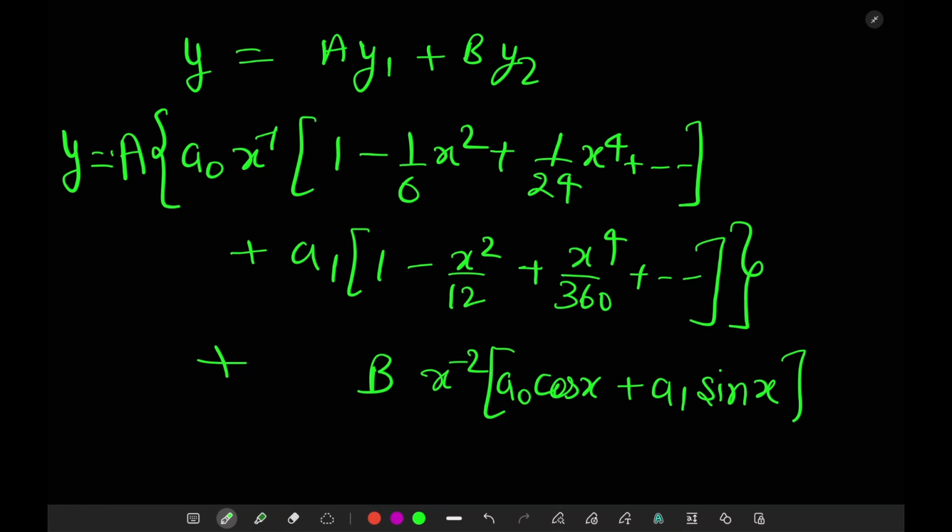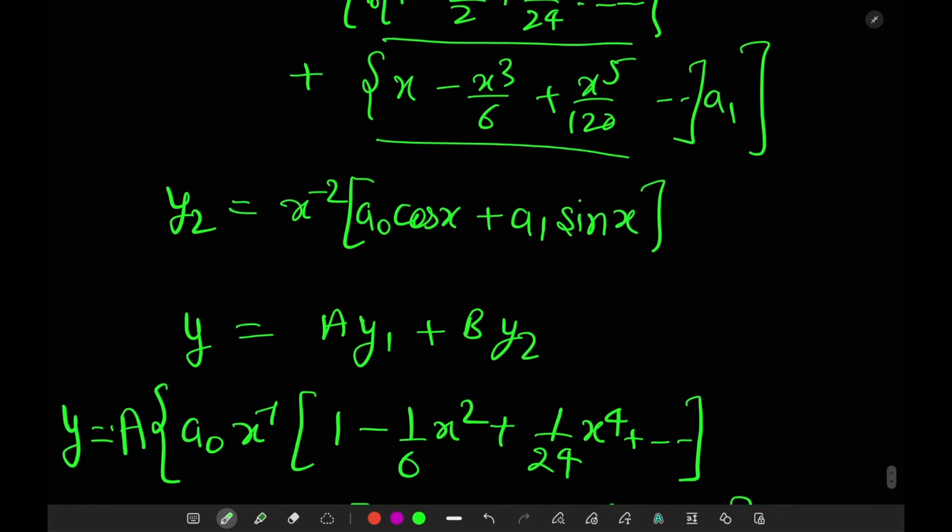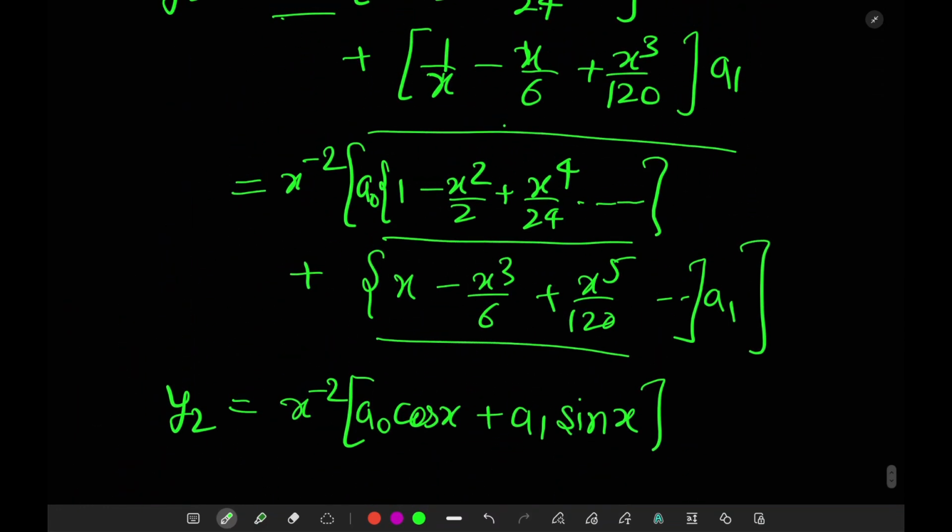This question is based on case 4 because you can see roots differ by an integer.